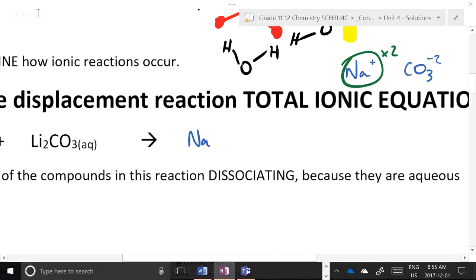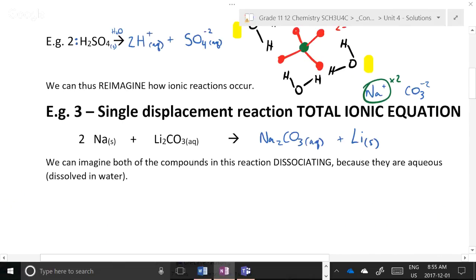I need 2 sodiums, 1 carbonate. Great. That's going to be an aqueous compound. Anything with sodium is always aqueous. And what is now by itself? Solid lithium. Good. This is just like your copper and aluminum lab, right? Where aluminum displaced copper in copper chloride, and you end up with solid copper forming, right? So there we go.